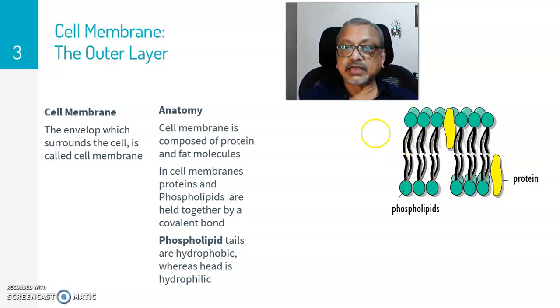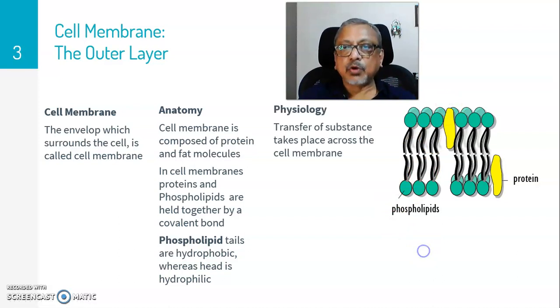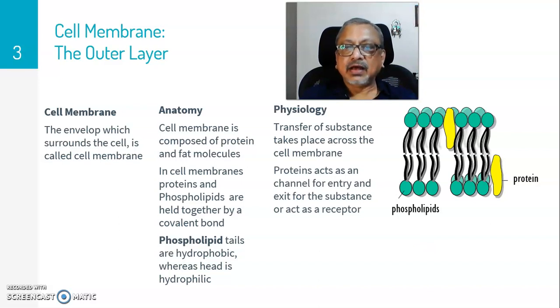So water cannot stay in the middle layer or middle portion of the cell membrane. Water can stay outside because the phosphorus head is hydrophilic, so outside as well as inside of the cell. Now protein acts here as a channel or as a receptor, so they allow the entry of substances inside the cell.